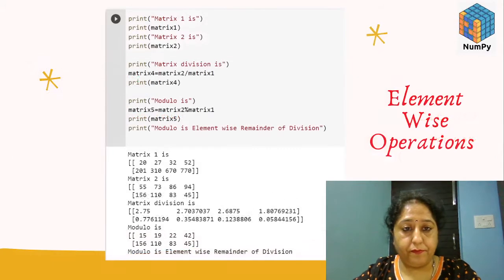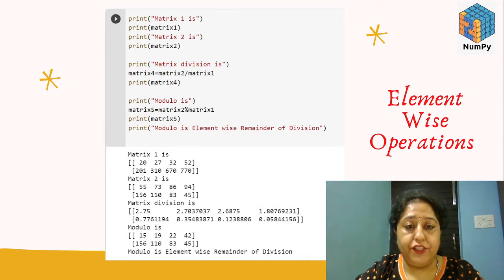Further, we have here division. When we do matrix 2 divided by matrix 1, we get the division result. Here 2.75 is 55 divided by 20. When we write matrix 2 percentage matrix 1, this is the modulo operator, which is the element-wise remainder of division. That means once we divide 55 by 20, integer division, then the remainder is 15.